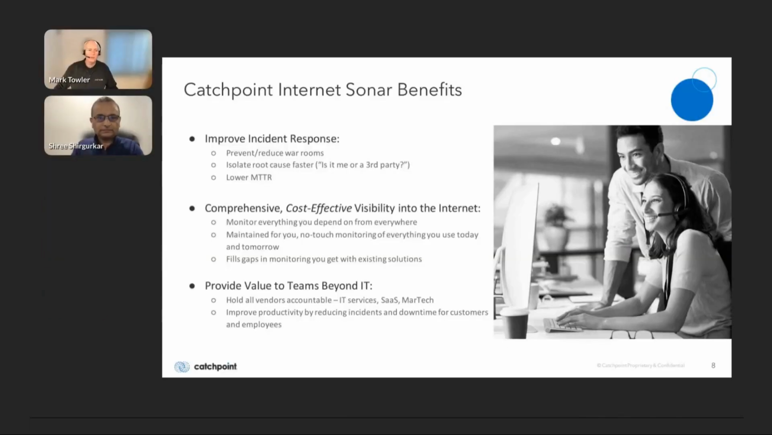Awesome, thank you. Let me pick up from where we were. That is really cool. What's it going to do for you, though? Well, let's take a quick look at some of the Internet Sonar benefits. The big one is the one we've already discussed. It's going to answer that question: is it me or is it a third party?